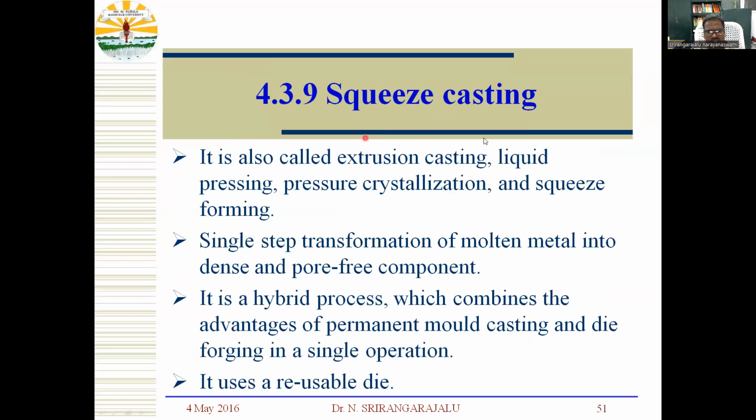Next, we have squeeze casting. It is also called extrusion casting, liquid pressing, pressure crystallization, and squeeze forming. It is a single step transformation of molten metal into dense and pore free components. It is a hybrid process which combines the advantages of permanent mold casting and die forging in a single operation. It uses a reusable die.